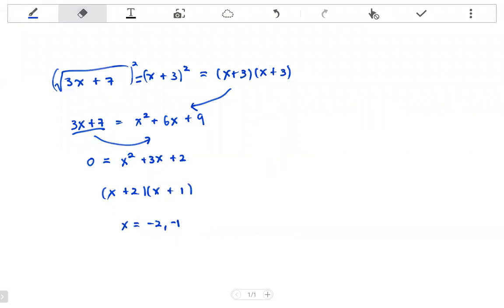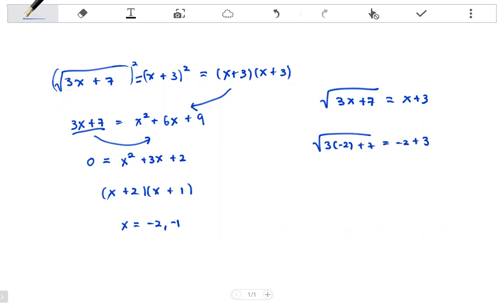Let's check for extraneous solutions now. Our initial equation was the square root of 3x plus 7 equals x plus 3. -2, let's try that one first. The square root of 3 times -2 plus 7 equals -2 plus 3 if you plug it in. 3 times -2 is -6, plus 7 is 1, right? And -2 plus 3 is 1. Square root of 1 is 1, so 1 does equal 1. So -2 is correct.